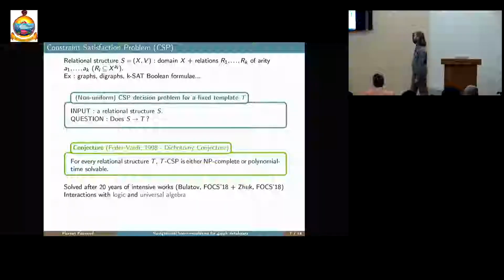So last year, there were two parallel, independent proofs, by Bulatov and Zhuk. Both appeared at that conference, FOCS. And there was a huge amount of work. I mean, this conjecture was very inspiring. It has developed a whole field on its own, called universal algebra, with techniques from algebra to prove complexity results, to prove algorithms. It's a very beautiful topic. Lots of interactions with logic as well. And finally, last year, all these people working in that field, these two solved the conjecture. But it was based on lots of incremental steps, lots of beautiful theories there. Okay, so I wanted to mention that.